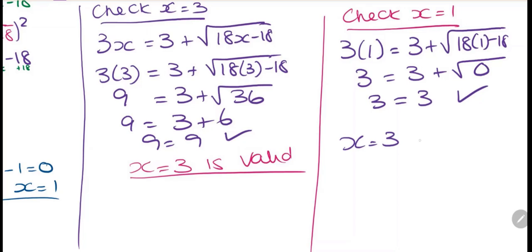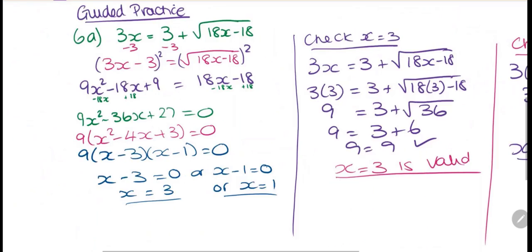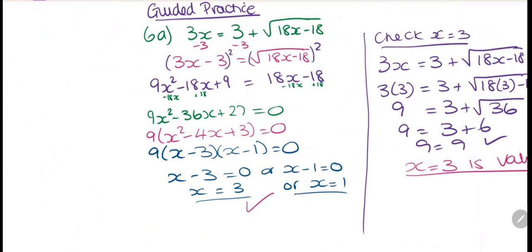So x equals 3, x equals 1 is valid or a solution. So we can say that these are both correct.